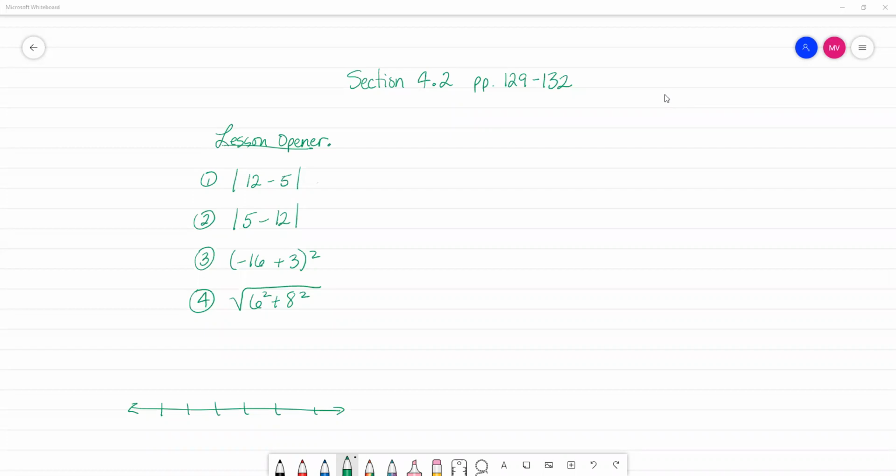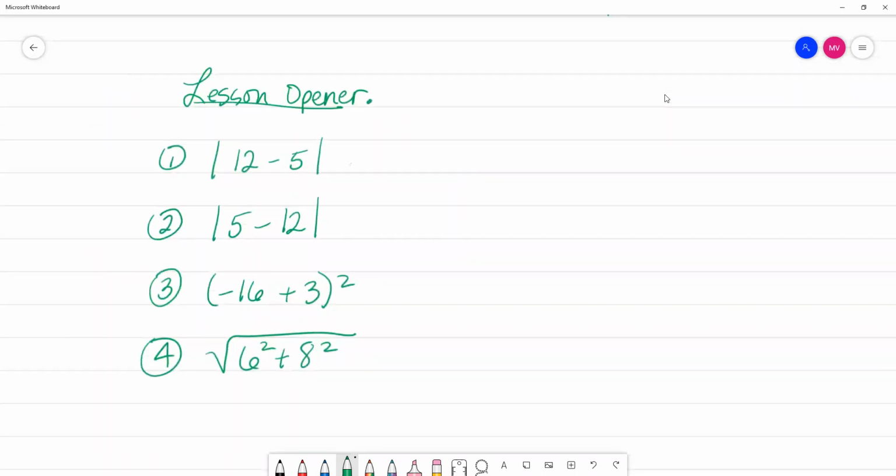The first and second are working with absolute value. So for number one, we have the absolute value of 12 minus 5. When we solve that, you treat your absolute value like a grouping symbol. So you solve inside the parentheses or the grouping symbol before you interact it with anything else. So 12 minus 5 is 7. So the absolute value of 7, of course, is just 7.